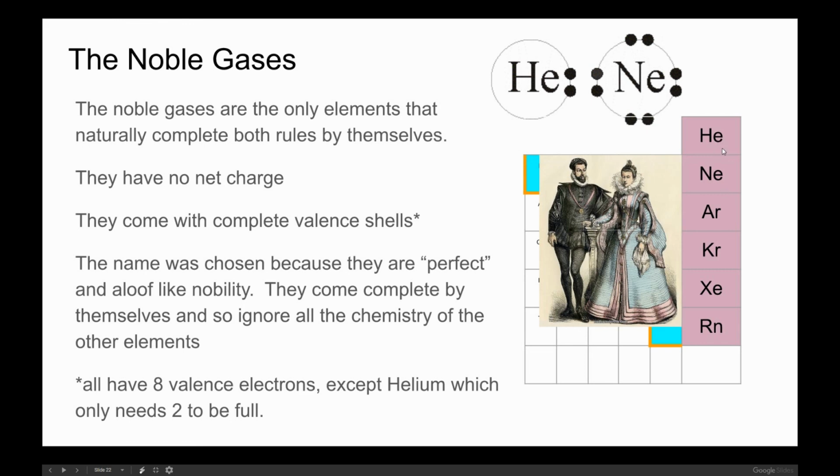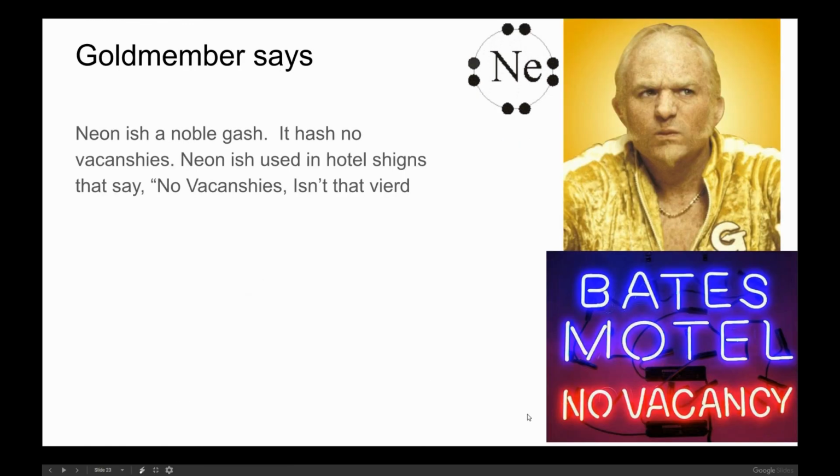The textbooks will say they have a complete octet. I've never liked that phrase because helium is complete at 2. But the others all have an outer shell with 8 electrons in place. Goldmember says neon is a noble gas. It has no vacancies. Neon is used in hotel signs that say no vacancies. Isn't that weird?